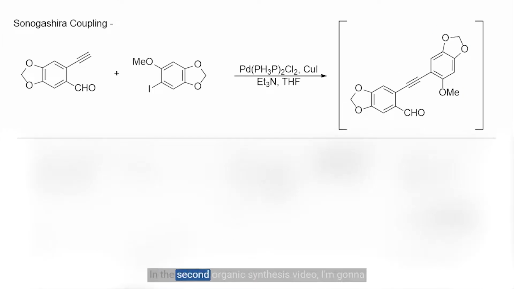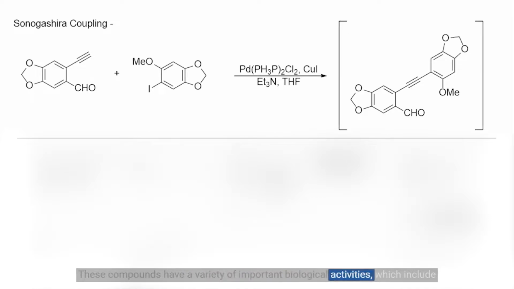Hi, in this second organic synthesis video, I'm going to talk about the synthetic route of dihydrobocconine. Dihydrobocconine is a benzophenanthridine alkaloid that is extracted from plants primarily found in the middle and lower basins of the Yangtze River. There are more than 100 alkaloids found in this family of compounds, and these compounds have a variety of important biological activities which include anti-cancer, anti-inflammatory, bactericidal, and growth promotion activities.